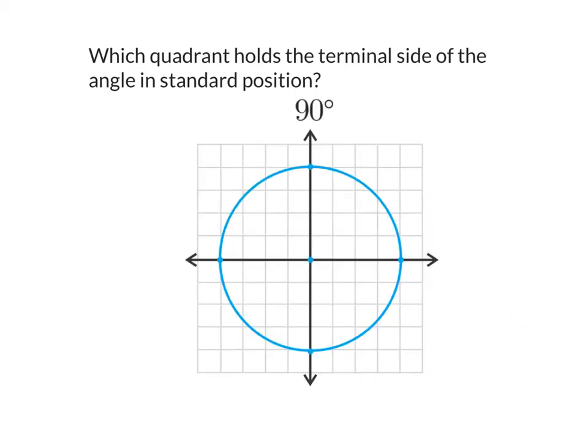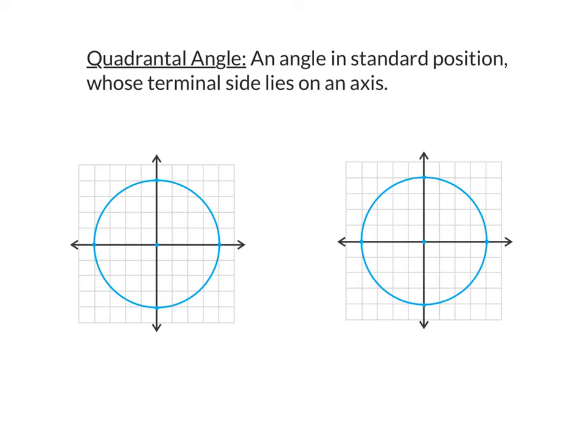But now what about 90 degrees? We know that a 90-degree angle, here's the initial side. The terminal side is going to be straight up the positive y-axis, making our 90-degree angle. But the question is, which quadrant holds the terminal side? Is it in quadrant 1 or is it in quadrant 2? It's definitely not 3 or 4. But obviously, with 90 degrees, that's the dividing line between quadrants 1 and 2. And so it's not in either of those. Instead, we call this a quadrantal angle. So a quadrantal angle is going to be an angle in standard position whose terminal side lies on an axis.